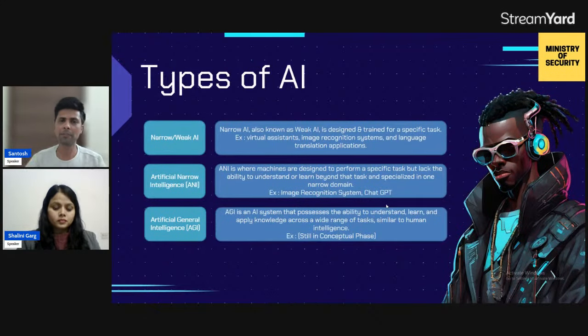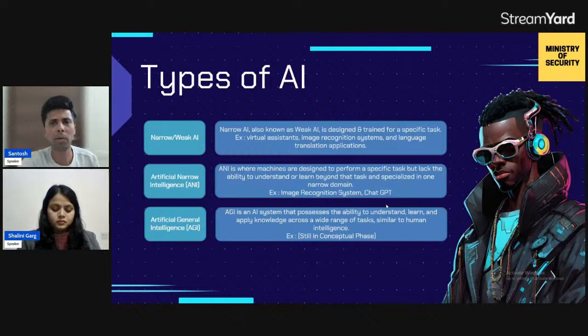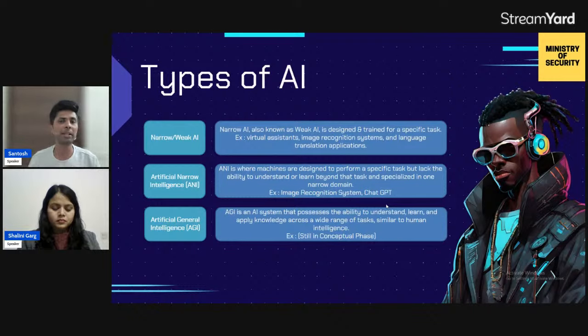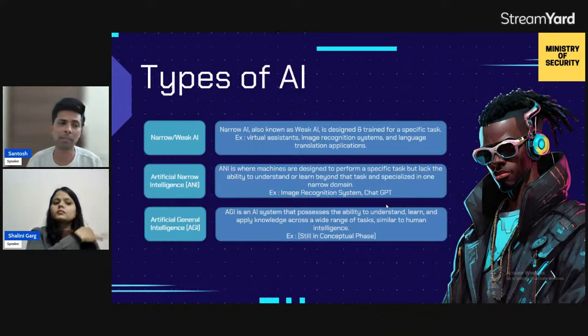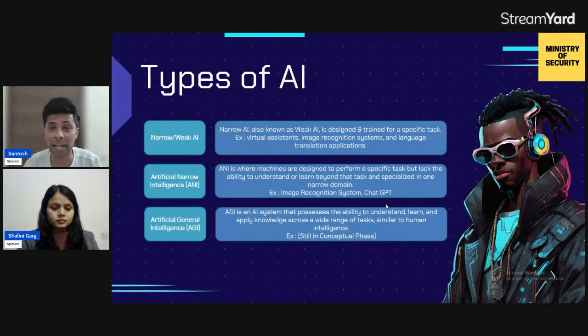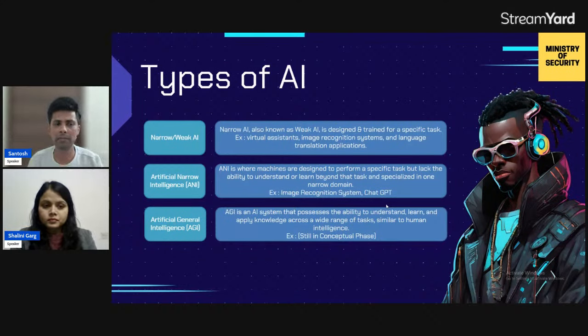Okay, there are different types of AI. Before I move into ISO 42001, I wanted to talk about what the different types of artificial intelligence are. Predominantly there are narrow or weak AI, artificial narrow intelligence, artificial general intelligence, and artificial super intelligence. But we are at phase two, okay?